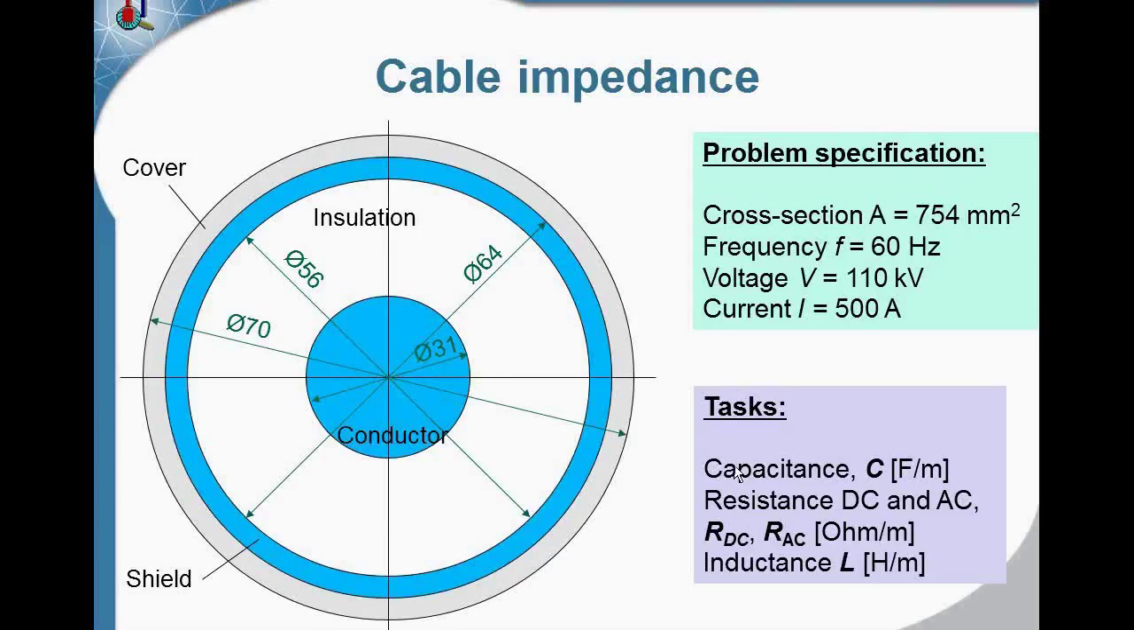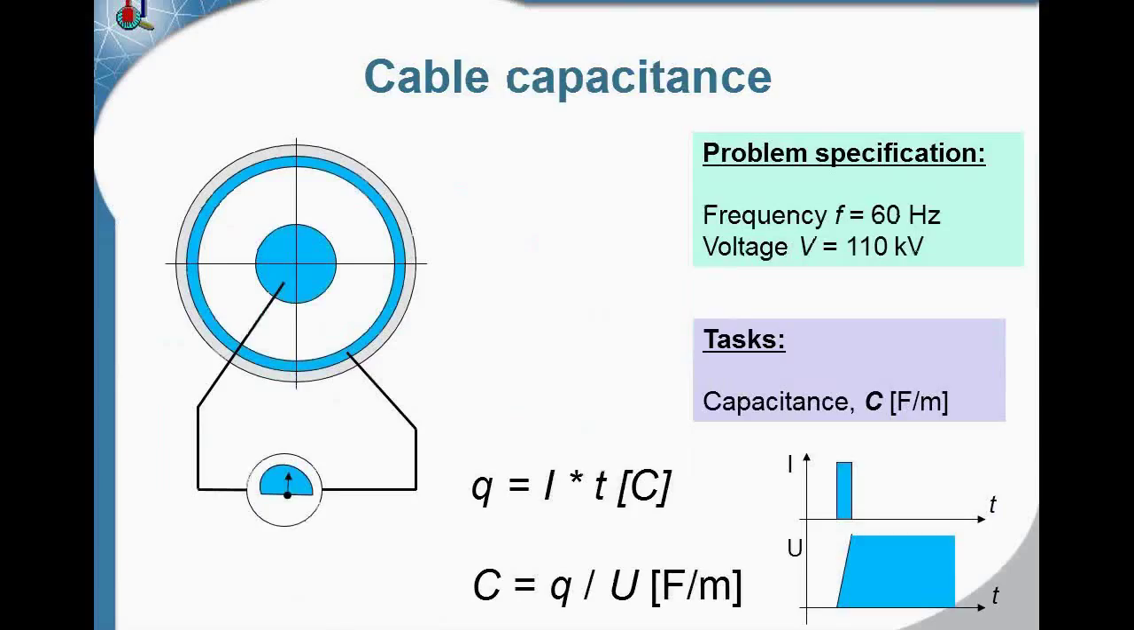Our task is to calculate the cable impedance. To calculate the cable impedance, you need to know the capacitance, the resistance, and the inductance of the cable. So let's calculate the capacitance of the cable. There are many ways you can calculate the capacitance. For example, with a simulation tool, you can apply some voltage to the cable and to the shield and calculate the electric field distribution in the space surrounding the cable. Or you can calculate the charge.